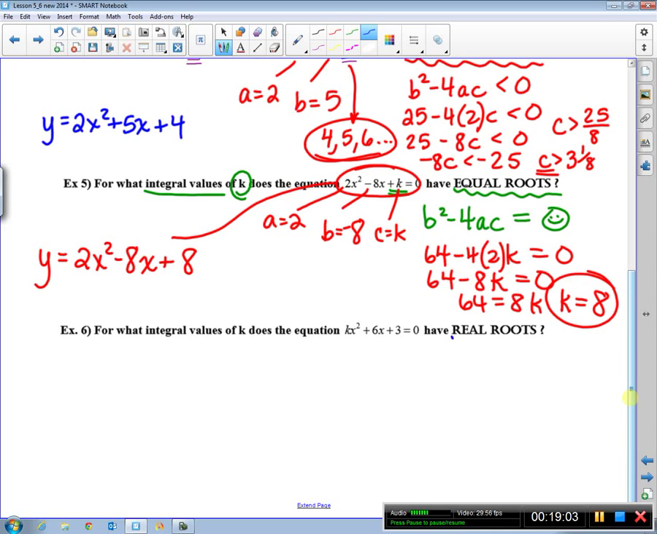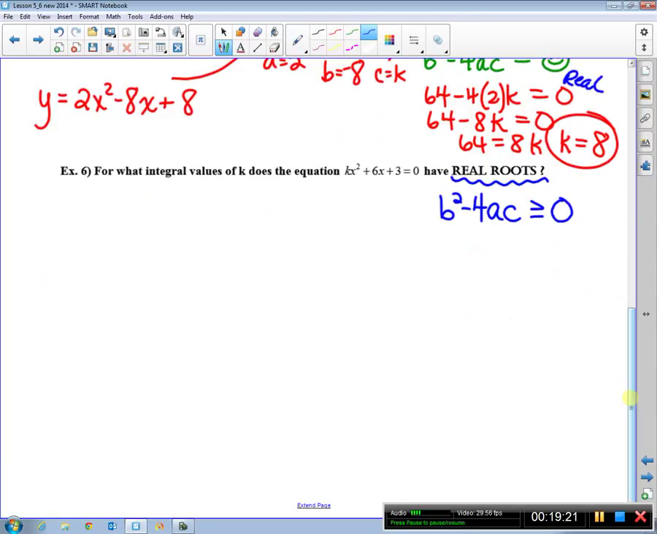When are the roots of a quadratic real? They're real when the discriminant, b squared minus 4ac, is greater than or equal to 0. But the greater than part is the part we're really focusing on. So we're looking at k. This time a is k, b is 6, c is 3.